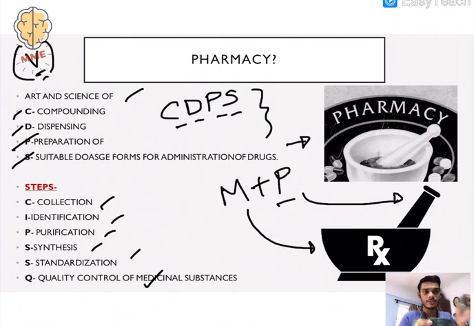So we pour the drugs inside and then we mix it like this, right? So this is a pestle and this is a mortar. Always remember, and never mix it up. Okay, so let's move on.